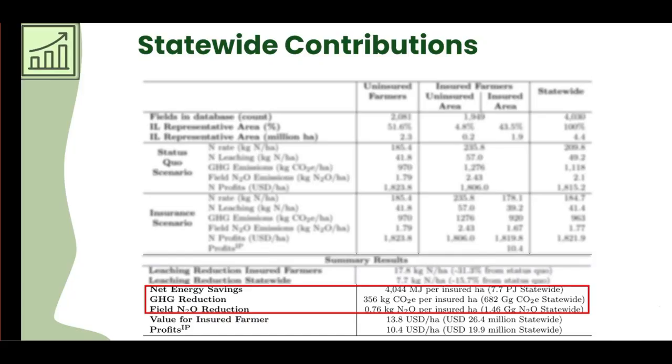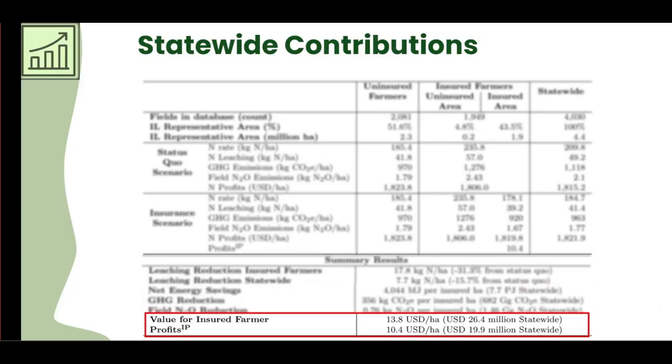We will reduce greenhouse gas emissions, including CO2 and N2O. And we will provide value for the farmer of $14. So we will increase profits for farmers. And it will create profits for the insurer of $10.4 per hectare.